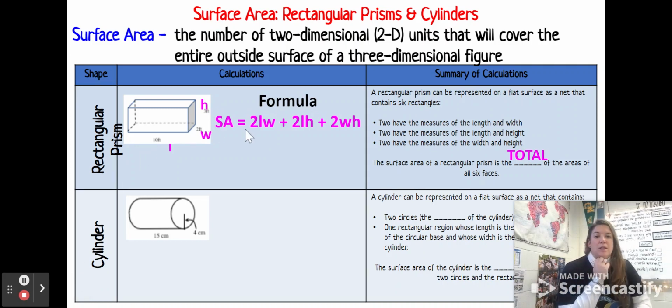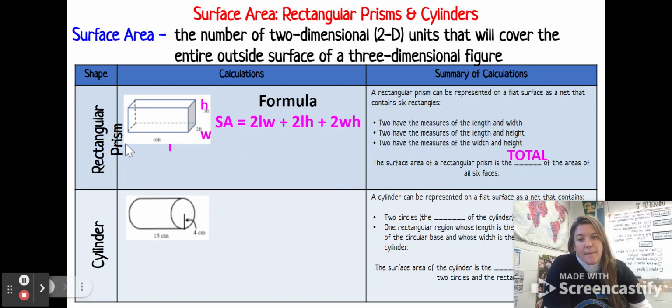So here's our big long formula. Surface area equals 2 times the length times the width. 2 because the top and the bottom are the same. So when you do length times width of the bottom rectangle, it's the same area as the top. Same thing for 2 times the length times the height.